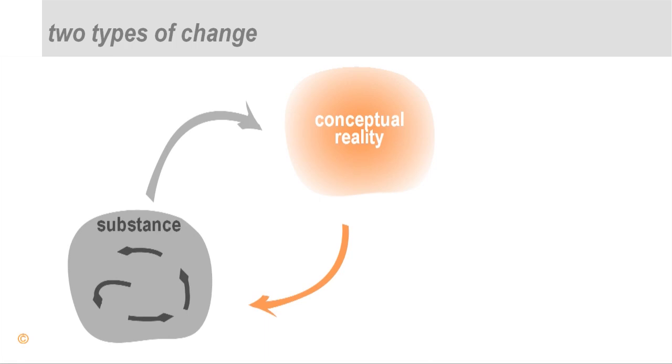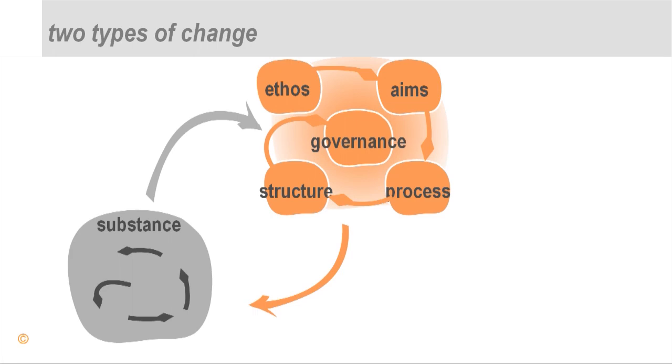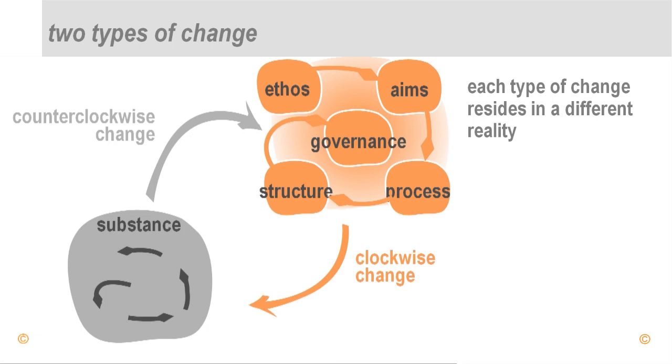So if I want to bring fundamental change into a system, we need to redesign conceptual reality through an ideal design, the ideal ethos, aims, process, structure, and governance of how the new system should function. And we need to introduce that change in a clockwise manner into the current system, which of course will give rise to its counterclockwise resistance. So each type of change is entrenched or resides in a different reality.